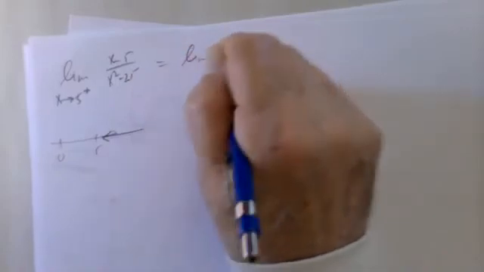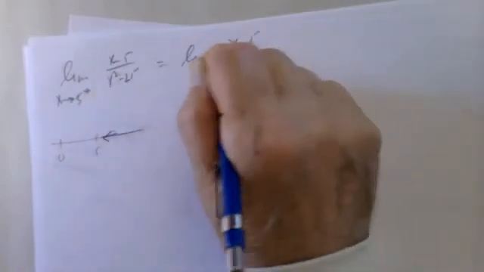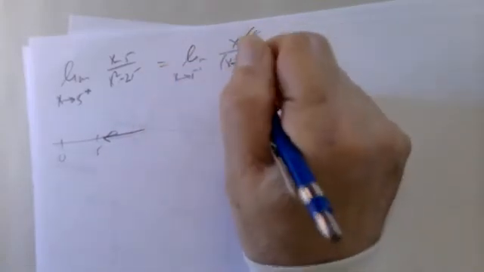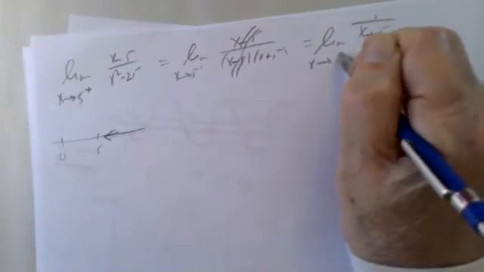So of course, x squared minus 25 factors. These cancel. So this is the same as 1 over x plus 5 as x approaches 5 from the right. And this is 1/10. That's the limit.